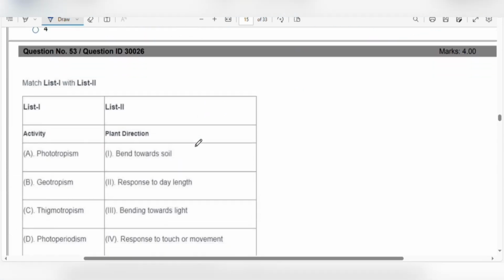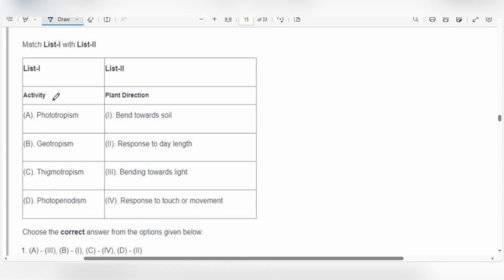So moving on, this is another match the following question that is very easy. Here you can see they have given the name of the activity in list 1 and they have given the direction in list 2. And here you can solve this question with the knowledge of the English language only. You don't need to remember anything or mug up everything.